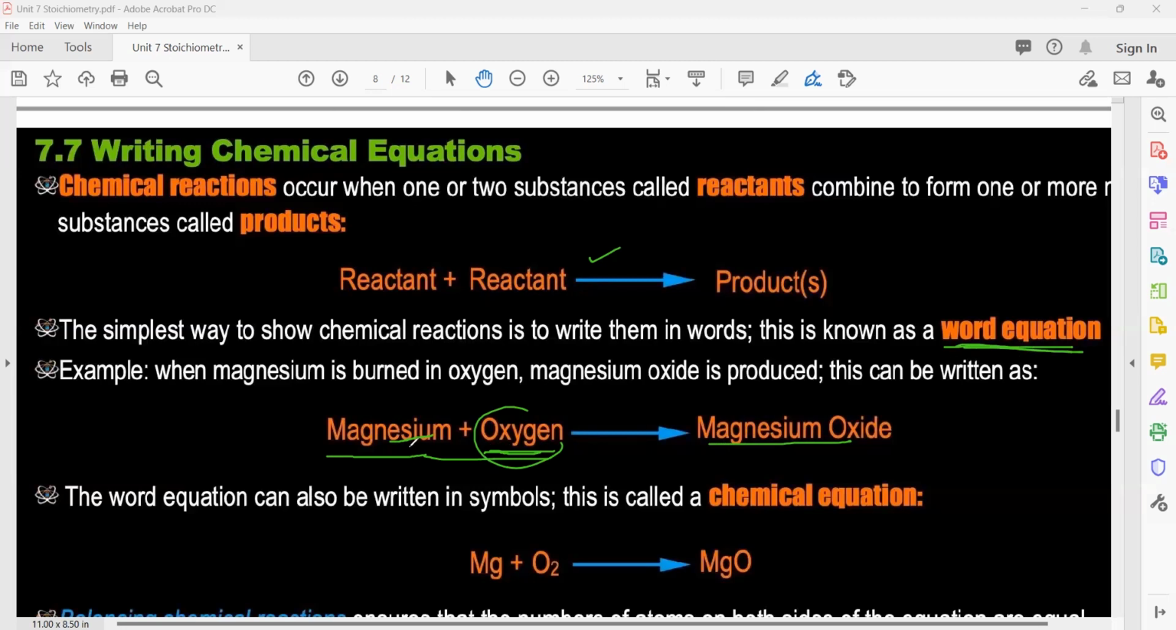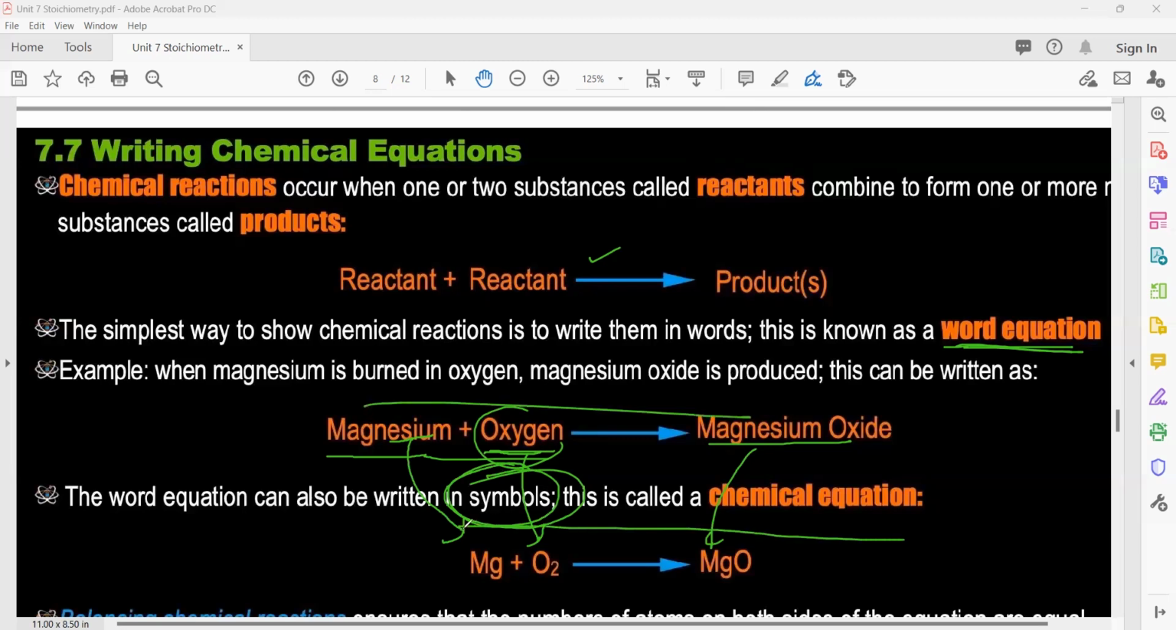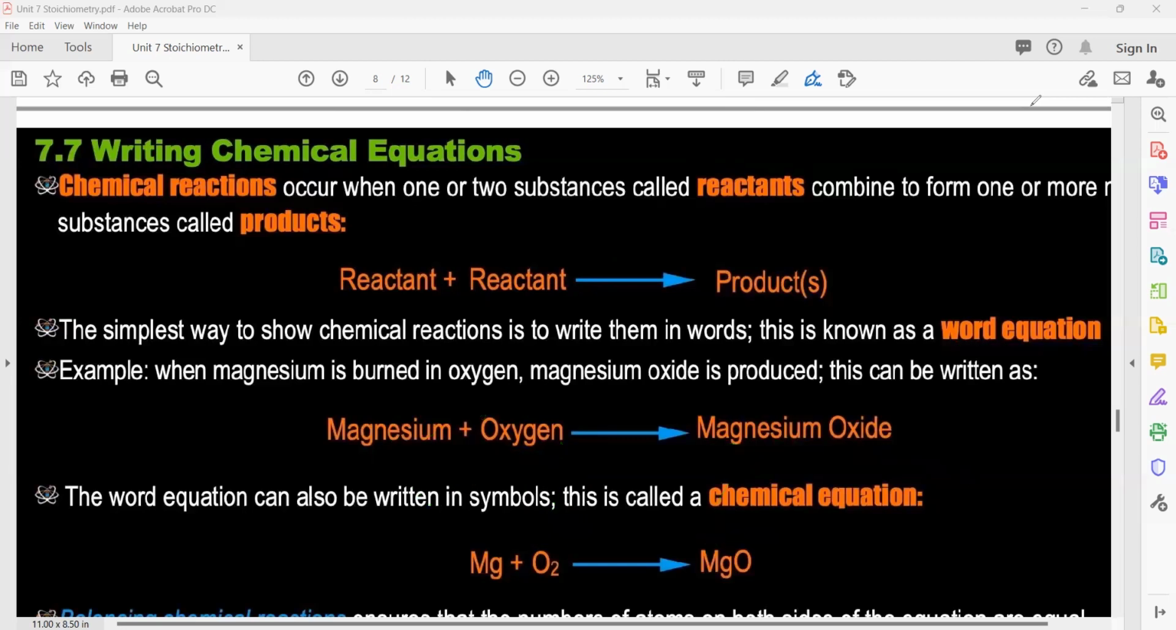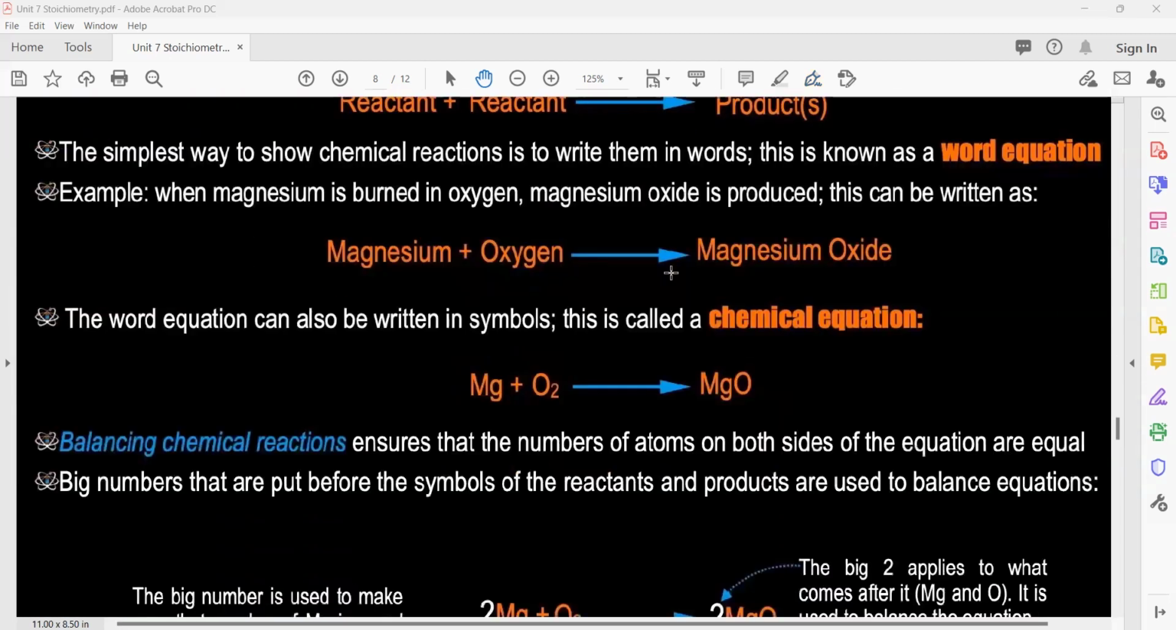And if instead of writing their names, you write the symbols, that is known as symbol equation. This is word chemical equation and this is symbol chemical equation. So this is the main difference between the word and symbol. If in the exam they say write a word equation, then you have to write their complete names like here. And if they say write a symbol equation, then you have to write this one. So these are the two types of chemical equation.